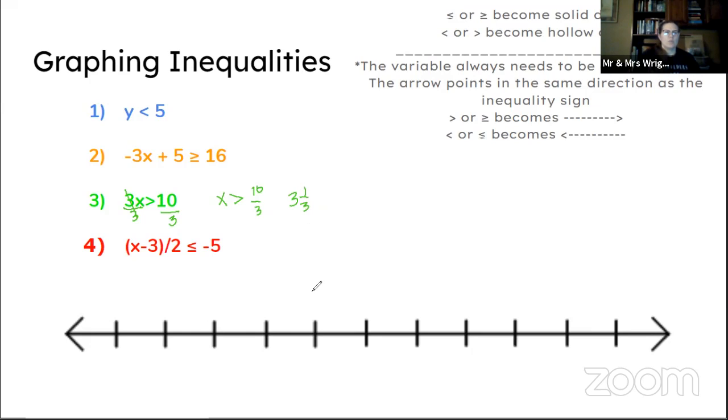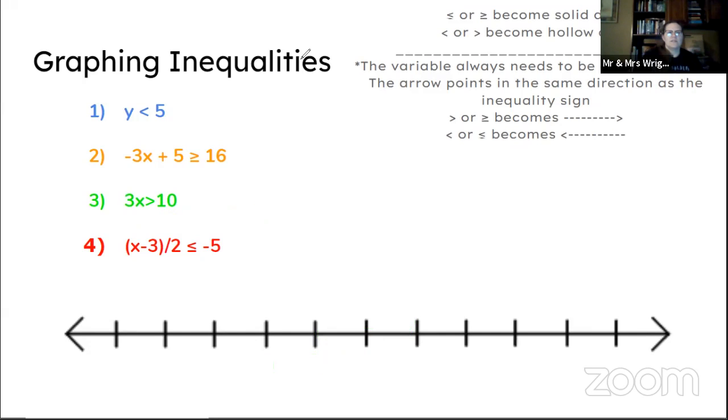So 3 and 1/3. So if I've got 3, 4, and 2, 3 and 1/3 is going to be closer to the 3 than it is to the 4. So it's going to be right about here. 1/3 of the way between the two. And I know that I'm going to have a hollow dot because there's no equal sign there. So I'm going to do my hollow dot. And then I can see that because my variable is on the left, the arrow will be pointing the same way as the inequality. So it's going to point that way. I'm trying to make it so you can see my arrow there. Okay.